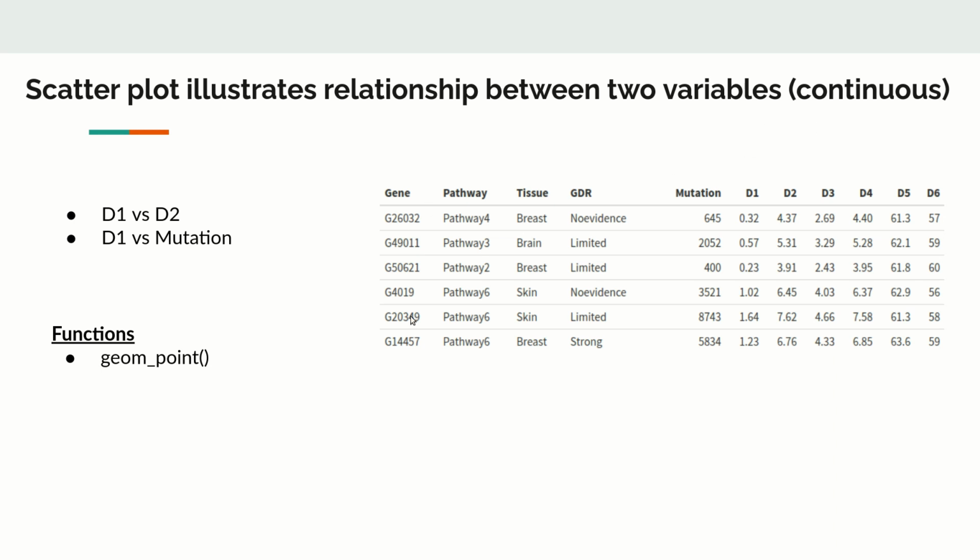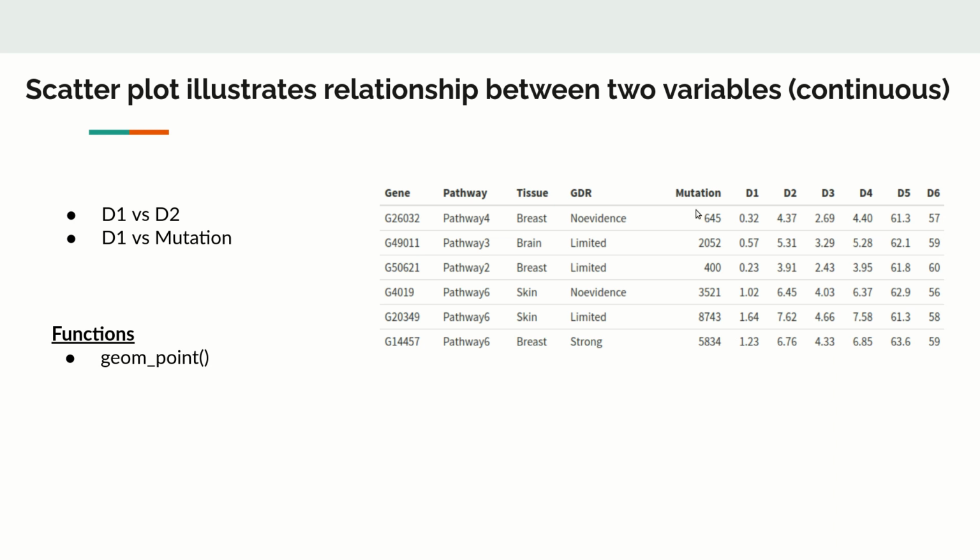Okay, so in our example data set, pathway, tissue, GDR, these all are categorical data, because there are categories involved, and the other columns like mutation, D1, D2, D3, D4 till D6, these 6-7 columns are in the continuous scale. Although scales are different, there is a continuity in the values. So these are continuous scale.